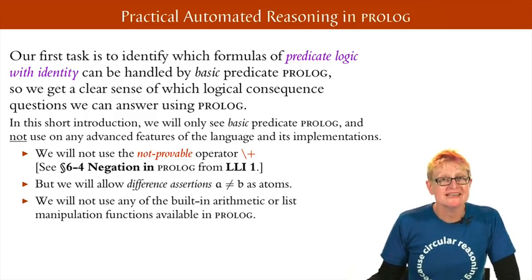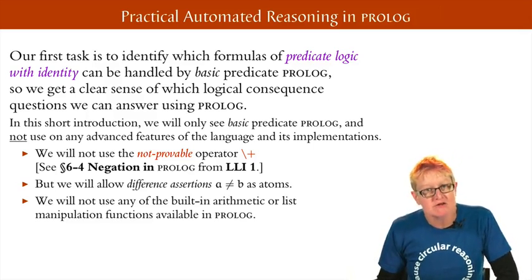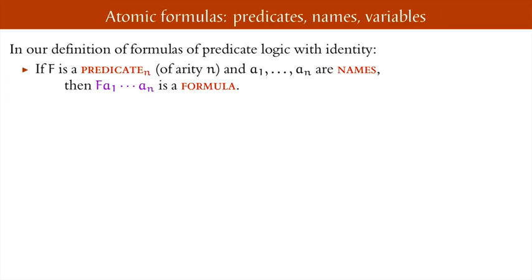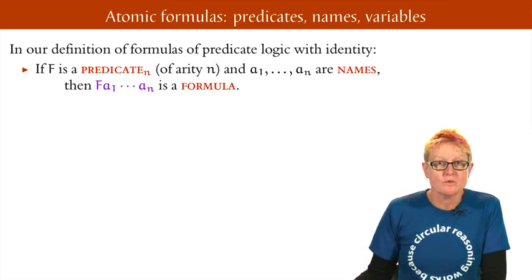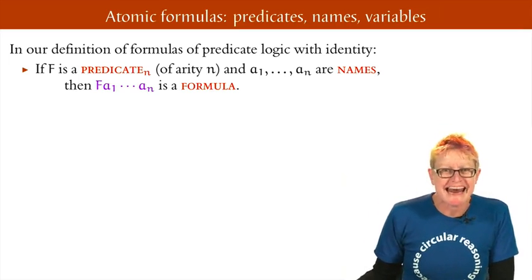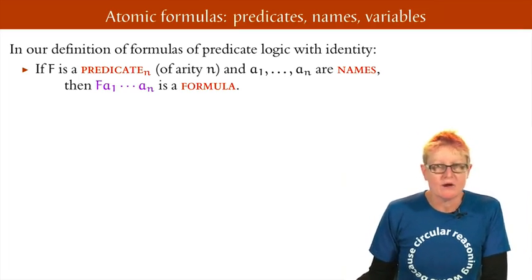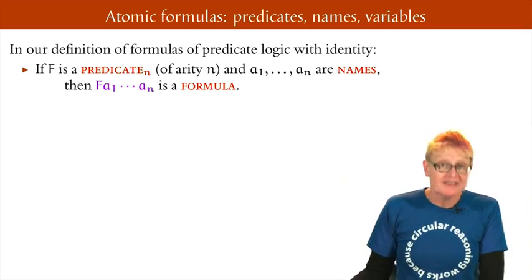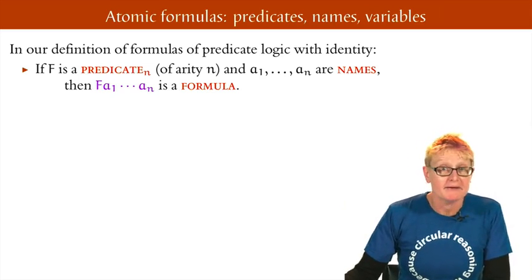We will also not be using any of the built-in arithmetic or list manipulation operations, since they correspond to first-order logic with function symbols. Let's recall the way we formally defined the formulas of predicate logic with identity in the core sections 1 and 4 of this course. Atomic formulas are formed by combining an n-place predicate symbol f with n many names, a1, a2, up to an, expressing the proposition that predicate f holds of the objects named by a1, a2, up to an.